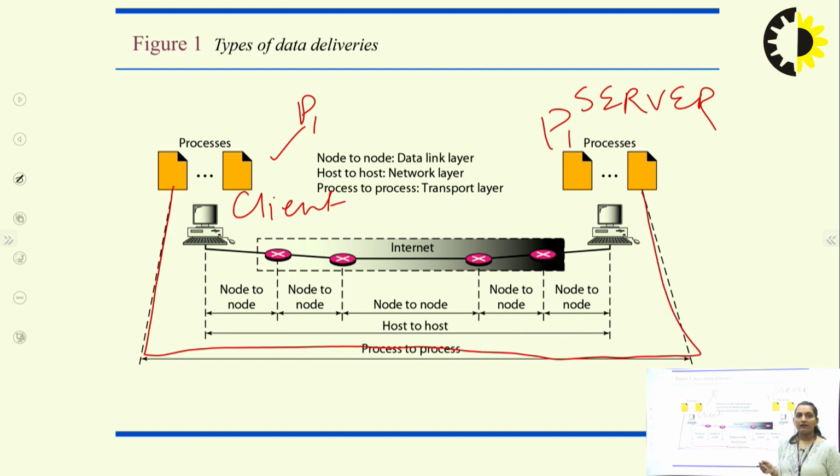The transport layer will be responsible for process-to-process delivery. Next, node-to-node delivery is handled by the data link layer. We are on the same link and we have to handle data. Data is transferred from one node to another. The node-to-node delivery is done by the data link layer.